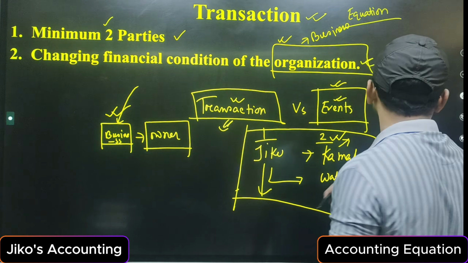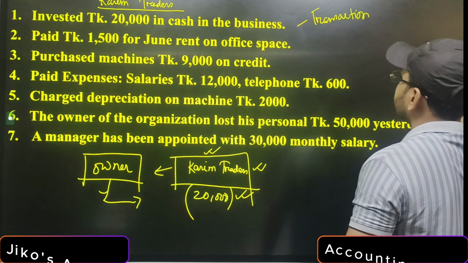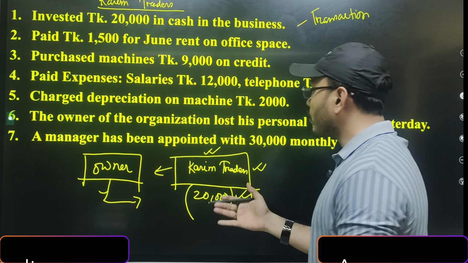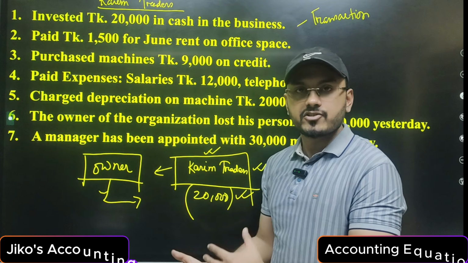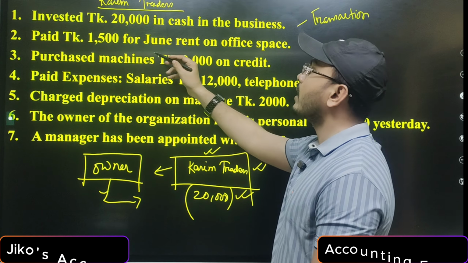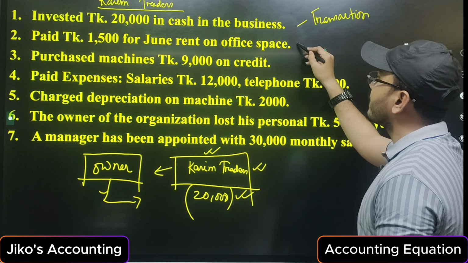You can see, because of the investment of money, we can see our cash condition of the business has changed. That's why it is a transaction. Paid taka 1,500 for June rent on office space.